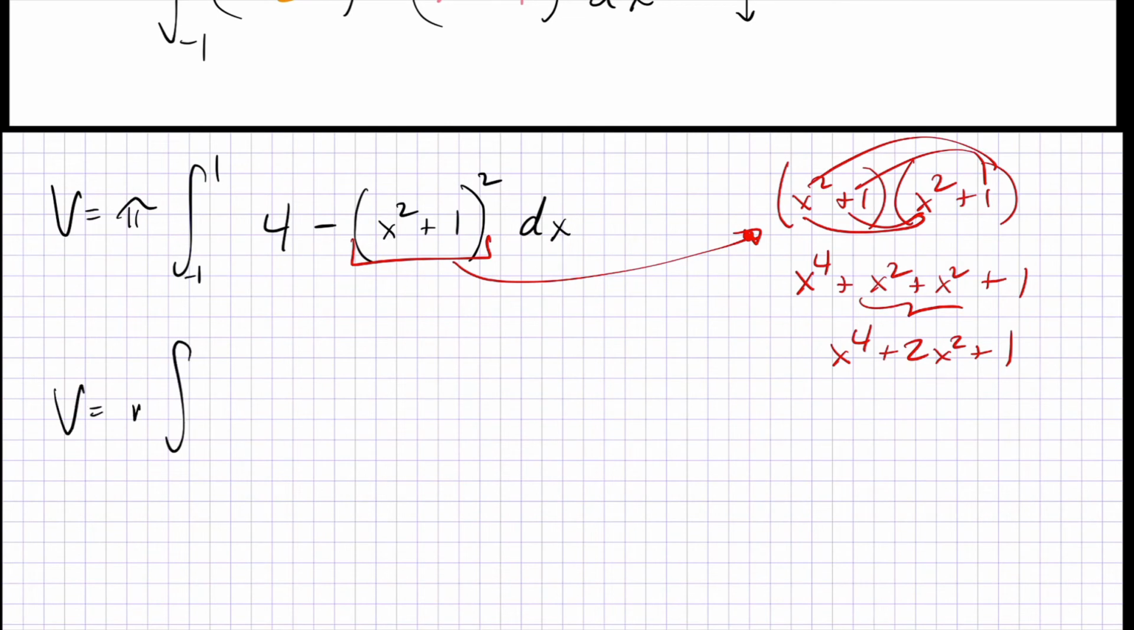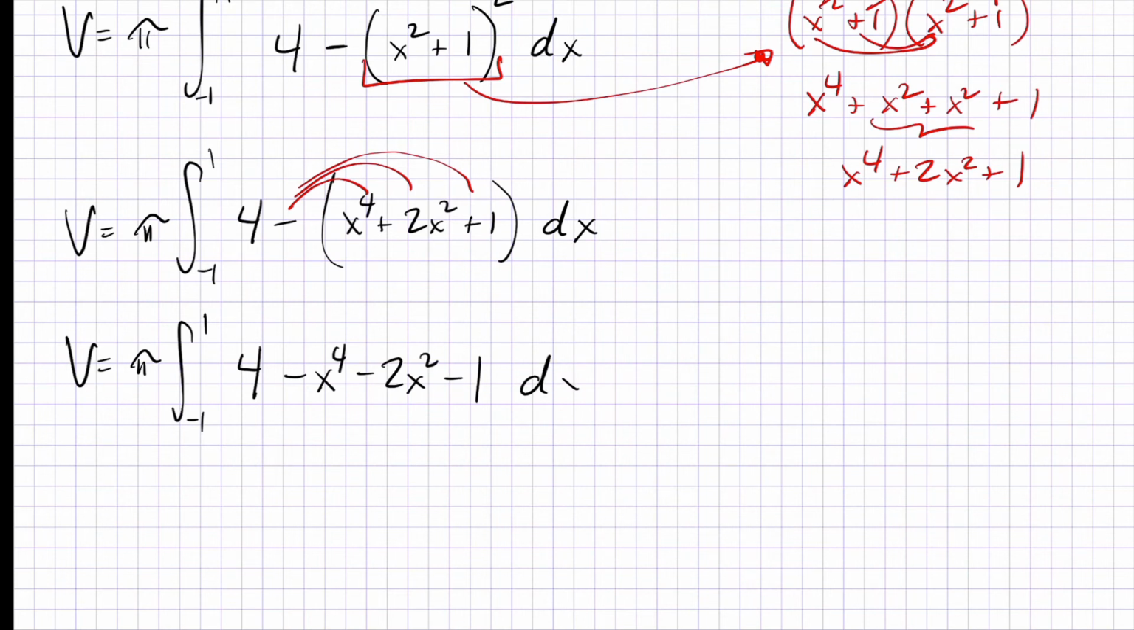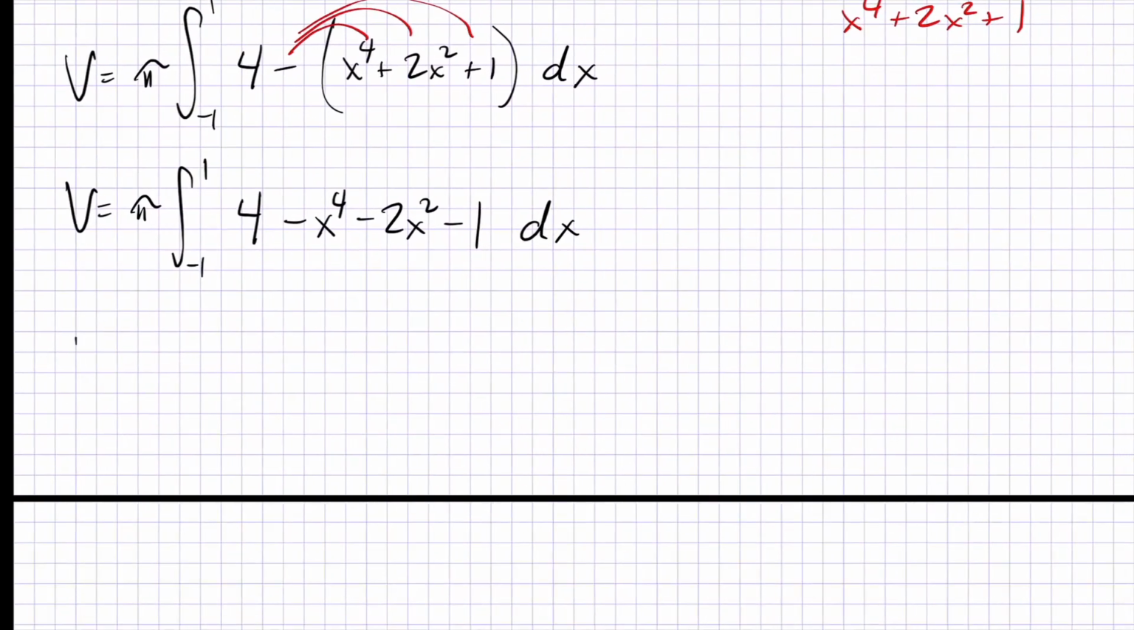Okay, let me move it back. x to the fourth plus 2x squared plus 1, still in parentheses because it's minus the whole entire thing. So now I have to distribute the negative: negative x to the fourth minus 2x squared minus 1 dx. I can combine the 4 and the negative 1 to make a positive 3. So I get negative x to the fourth minus 2x squared plus 3 dx.